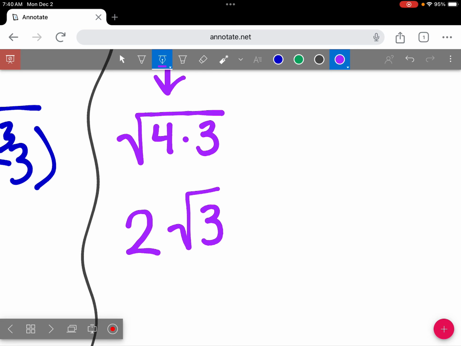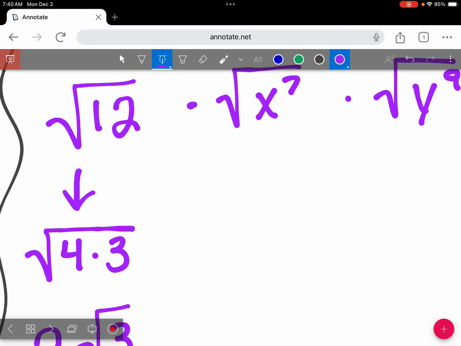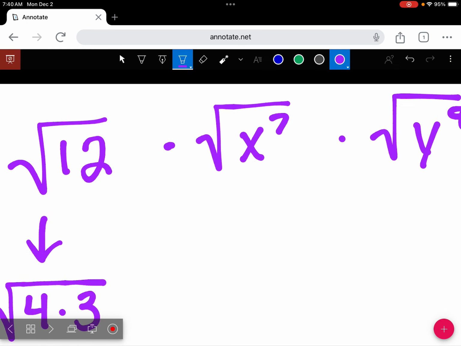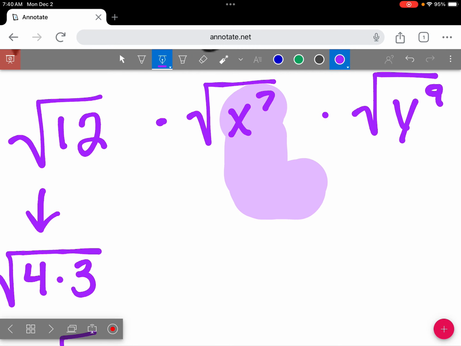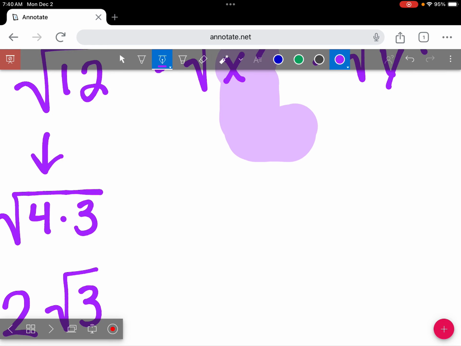What about for x to the 7th? What are we going to get for the square root of x to the 7th? We can make 3 pairs and we have 1 left over. So don't put the 3 in the front. It's a power. So it's going to be our x cubed, and we had our leftover x.